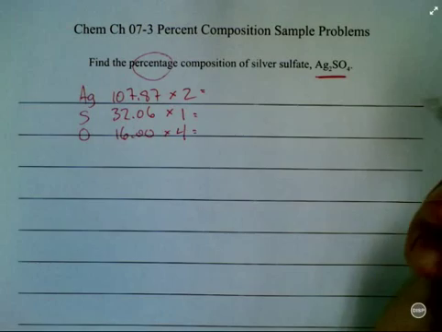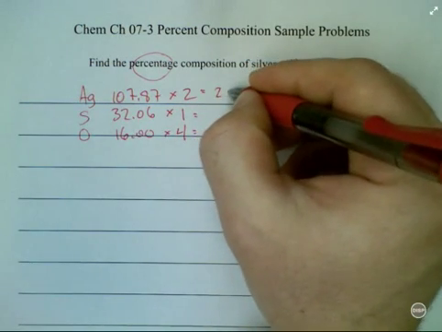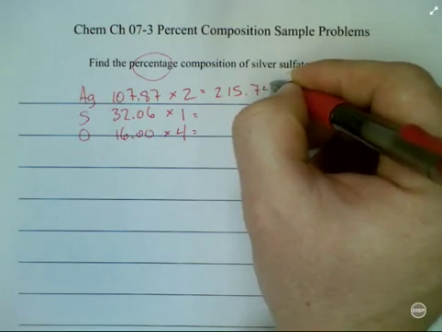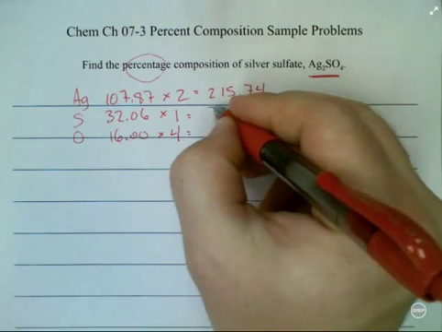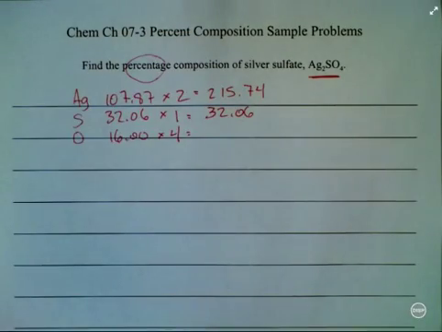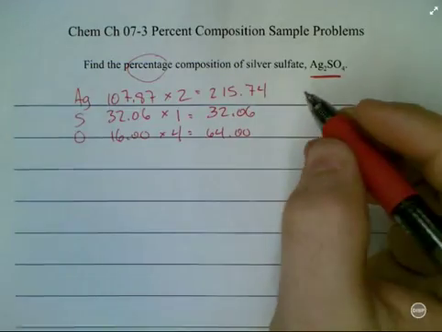Next, I'll actually calculate this out. I'll actually do this multiplication. 107.87 times 2 comes out to be 215.74 grams. This one's easy. I can do this in my head. 32.06 grams. And then 16.00 times 4, 64.00 grams.